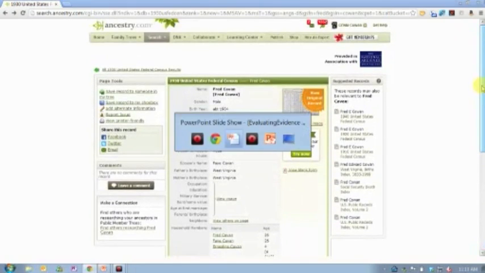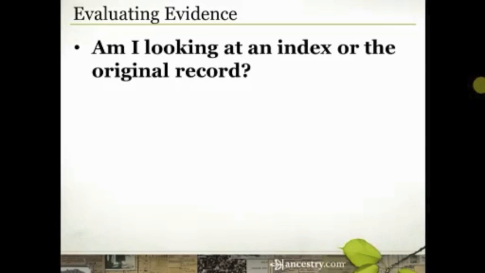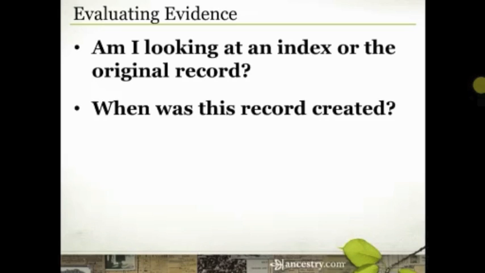So that's the first question. Are you looking at an index or are you looking at the original record? The closer you can get to that original record, the better, because the less people it's been filtered through, the less chance there is of there being errors, mistakes, misunderstandings. Original records aren't always perfect, however, and so there's some additional questions we need to ask.